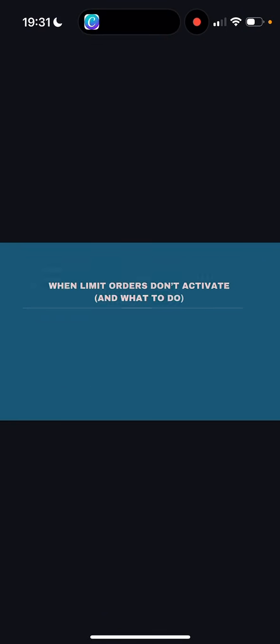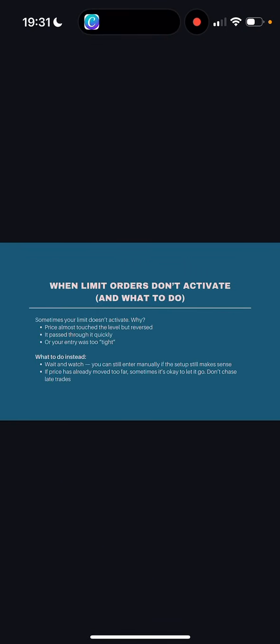Okay? Now, when limit orders don't activate, let's say you set a buy limit or a sell limit, what do you do? Sometimes your limit order just doesn't activate. Why? Maybe price almost touched the level but reversed. It passed through it too quickly. You're risking too much, your account can't even sustain the order, or your entry was too tight, right?